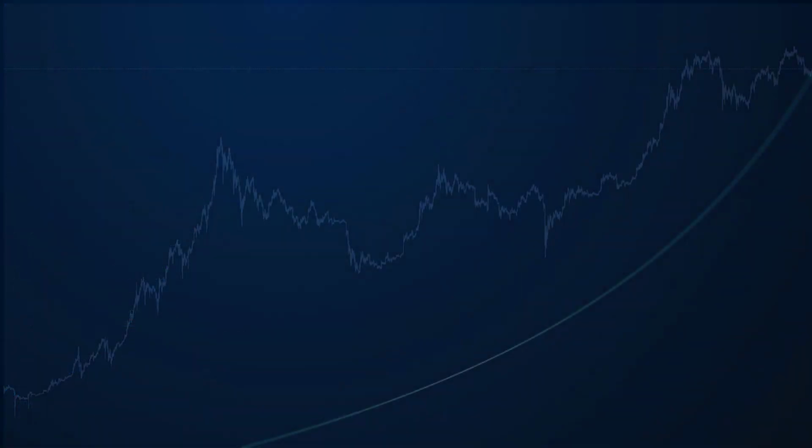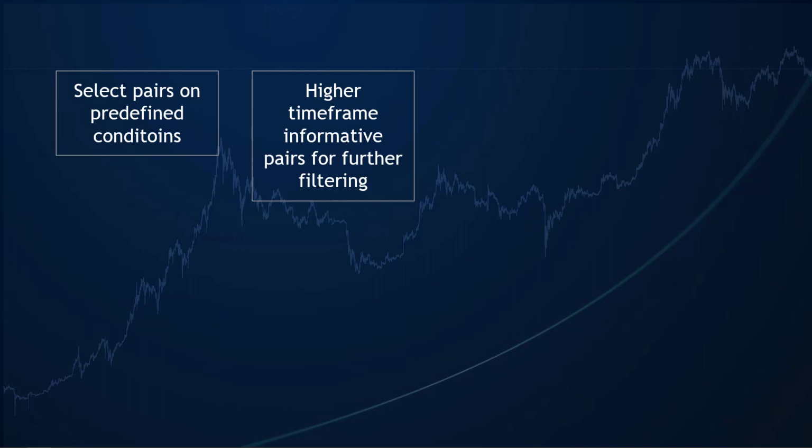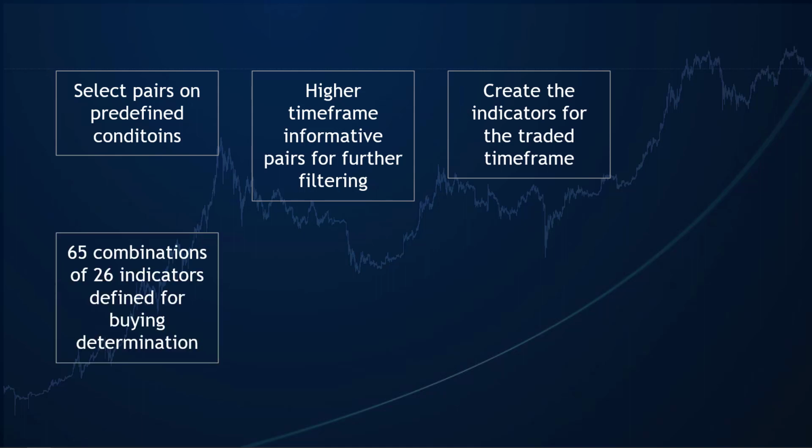So, to recap this complete code in some very oversimplified steps and completely dependent on my own interpretation. Pairs are selected on predefined circumstances like top traded coins or top grossing. Informative pairs on higher time frames are created to determine further if buy conditions are met, including the indicators on their time frames. Then the indicators on the traded time frame are created, and then 65 different combinations of around 26 indicator parameters are used to determine if a pair will be bought.